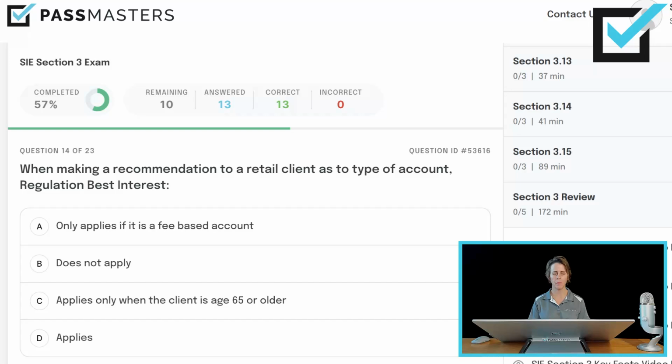When making a recommendation to a retail client as to type of account, Regulation Best Interest applies only if it is a fee-based account, does not apply, applies only when the client is age 65 or older, or applies. When making a recommendation to any client as to type of account, Regulation Best Interest applies.